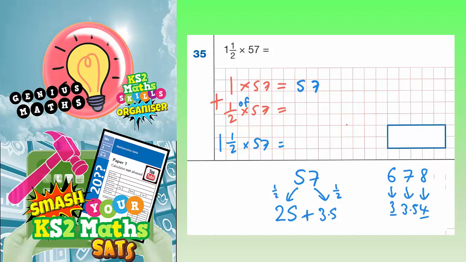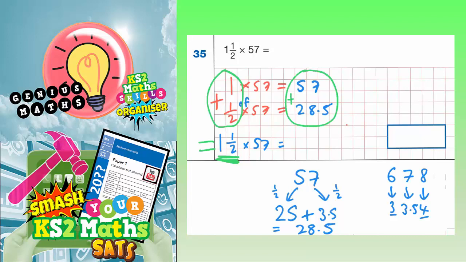If we add together the 25 and 3.5, so half of 50 is 25, half of 7 is 3.5, put them together and we will get 28.5. So that's half of 57. So let's go back up here. Half of 57 is 28.5. All we need to do now is add these two together. So 1 lot of 57 plus half a lot of 57 equals 1.5 lots of 57. So 57 add 28.5 is what we're doing.